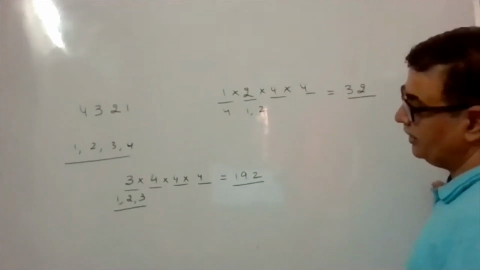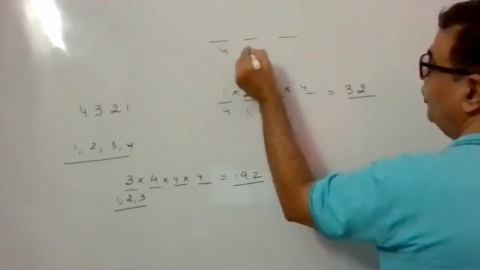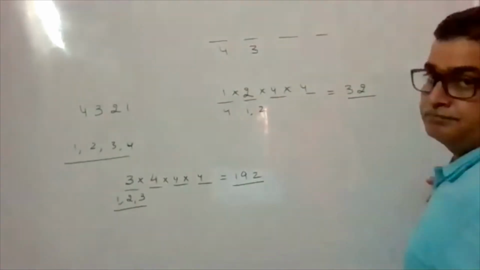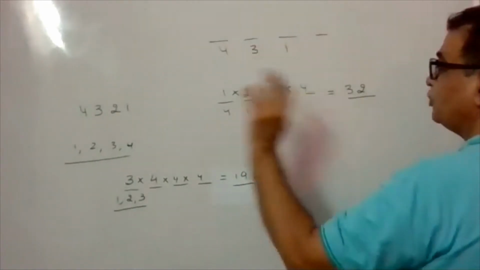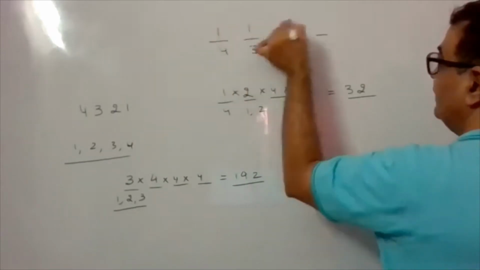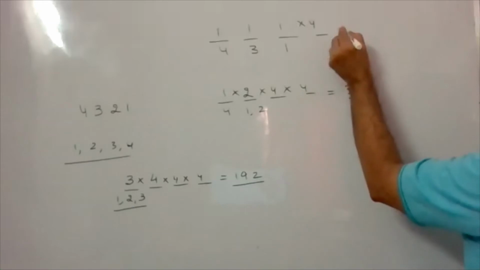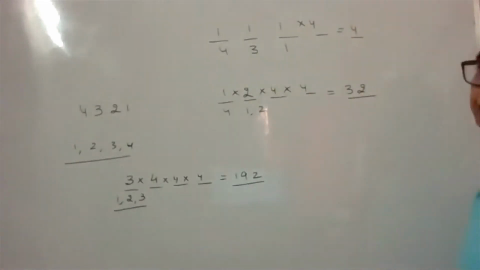Now coming to the third case, where 3 will be at the second place: 4, 3. अगर यहाँ 1 आता है तो भी नंबर छोटा होगा. So this is one way, and here it comes out to be 4. So we will say only 4 ways are here.